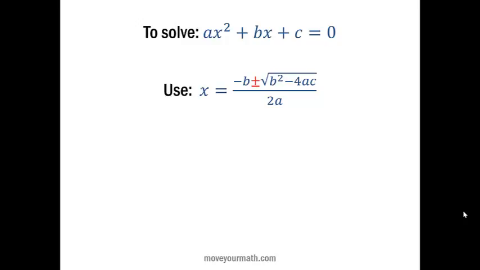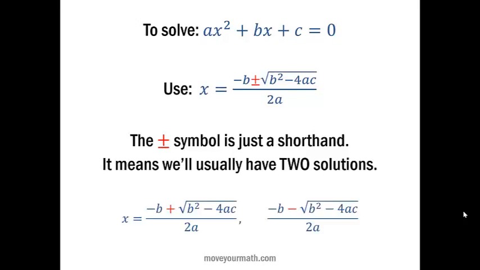And the first thing to notice about this formula is that plus or minus. All that is a shorthand for saying you're going to get 2 solutions. Here they are. You get one when you use the plus and one when you use the minus. So you're usually looking for 2 solutions here.